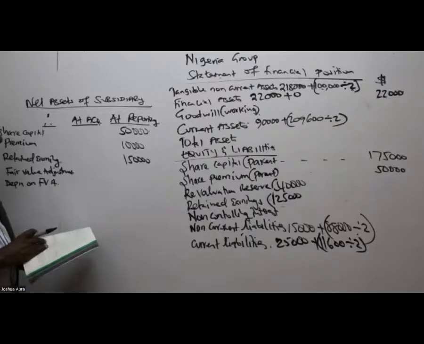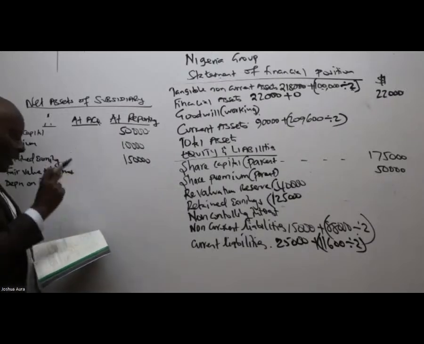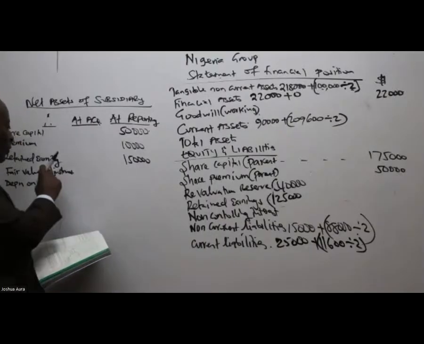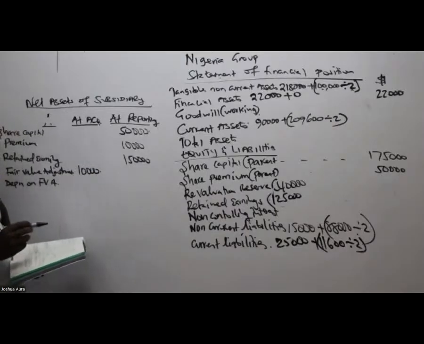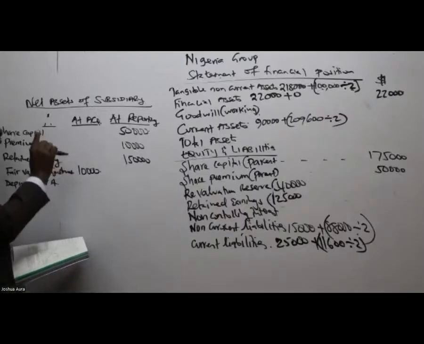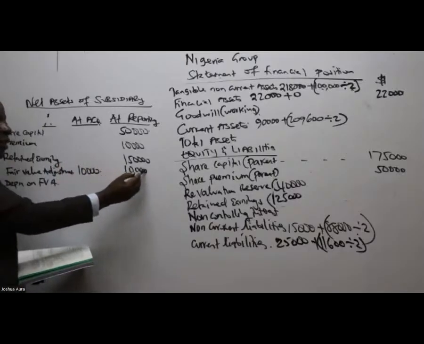And then do we have any fair value adjustment? Ladies and gentlemen, we do have the fair value adjustment. If you look at note number 2, at the date of acquisition, the fair value of Lagos non-current assets, which at that time had a remaining useful life of 10 years, exceeded their book value by DN 10,000. So the fair value adjustment at acquisition is 10,000. You know that fair value adjustment at acquisition must always be equal to fair value adjustment at reporting. So here 10,000 again.